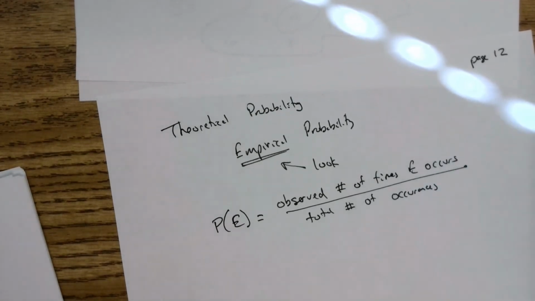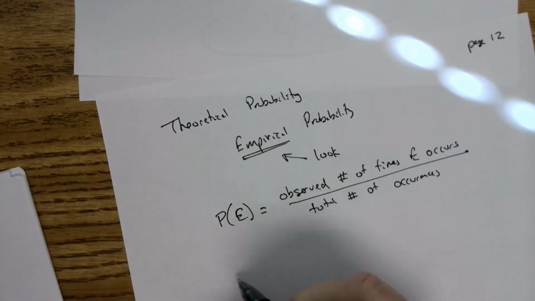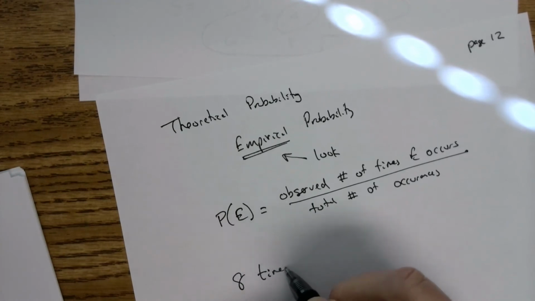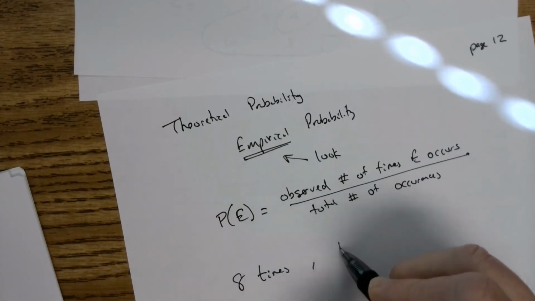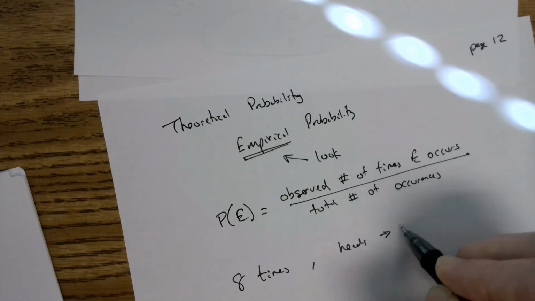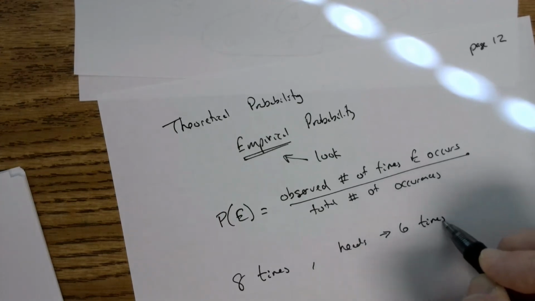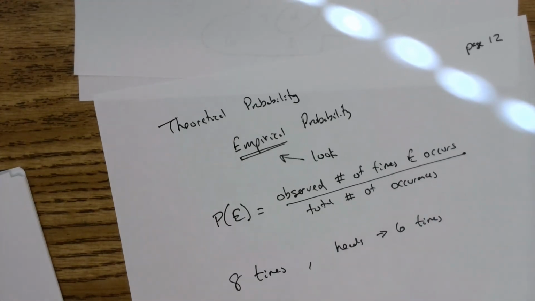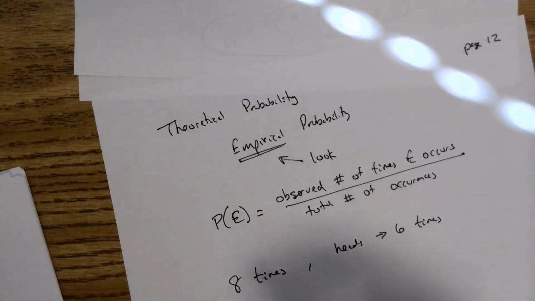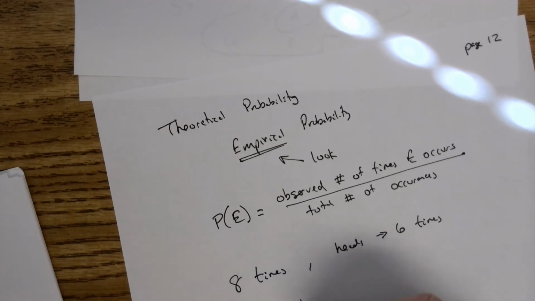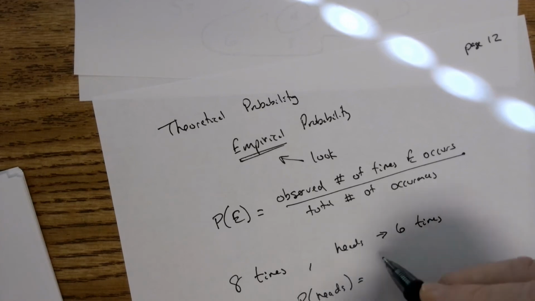So let's say you're tossing a coin 8 times and heads comes up 6 times. So you watched them and you flipped the coin, 6 times out of 8. So the empirical probability of heads would equal 6 out of 8, which is 3/4.